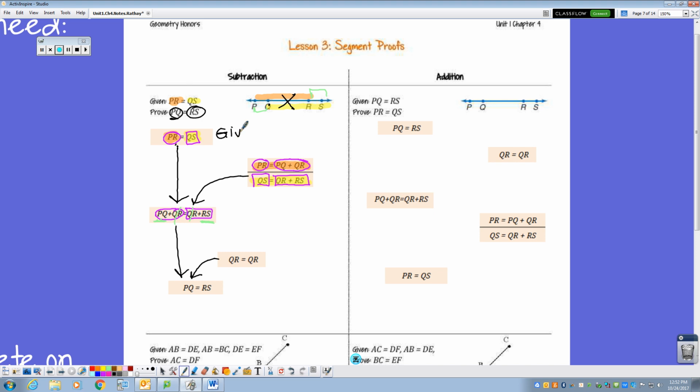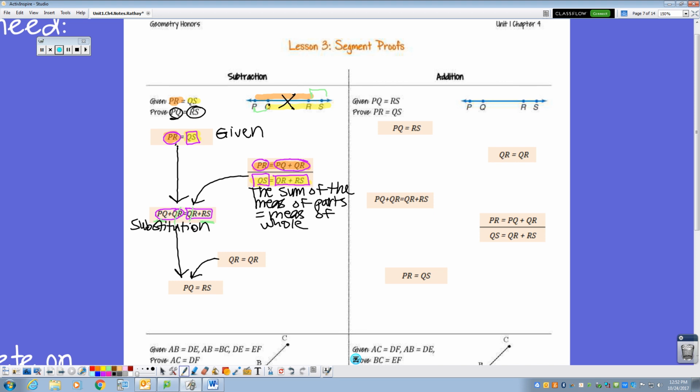My first step is given. Then I wanted to know what those orange and yellow expressions were equivalent to. Well, I can use the sum of the measures of the parts equals the measure of the whole to redefine what those segments are. And because I have those new redefinitions, I can substitute them in for equivalent quantities. So my reason is substitution.